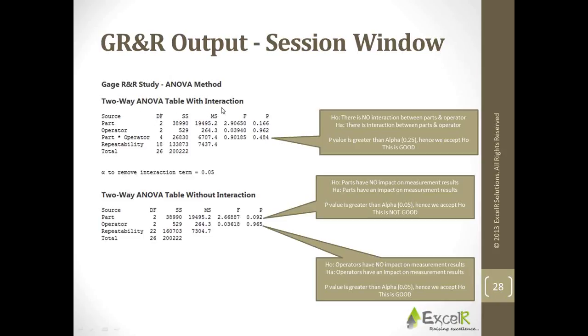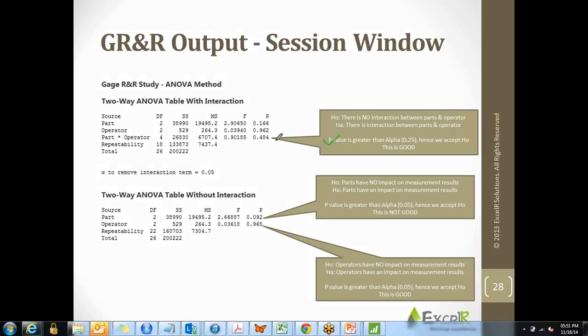This is the two-way ANOVA table with interaction. So H0 is there is no interaction between part and operators. That is the null hypothesis. The alternative hypothesis says yes, there is interaction between parts and operators. Now, if you see the p-value here, it is 0.484. That means the p-value is greater than your alpha value, which we have given. Hence, we accept the null hypothesis. And this is a good indication, in fact.